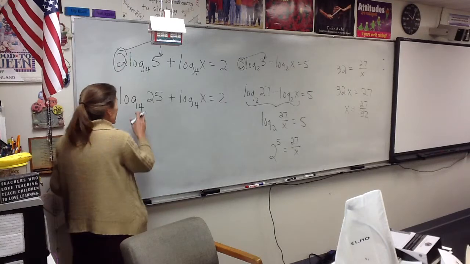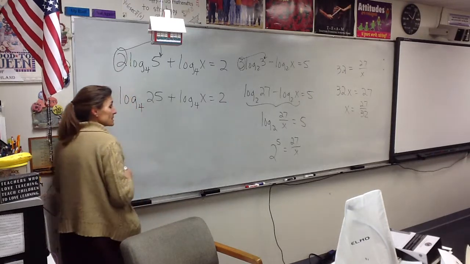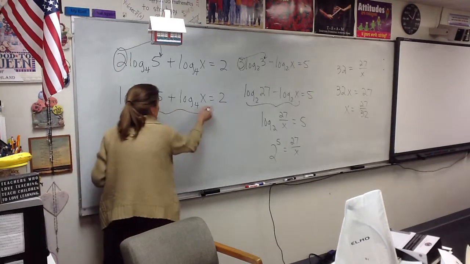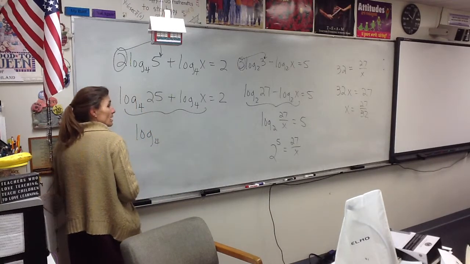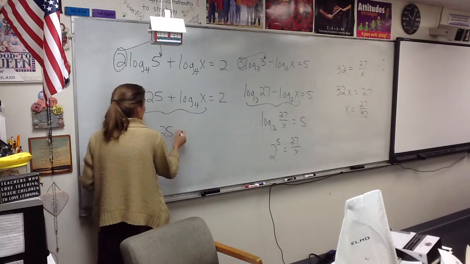Now, you can't have 2 logarithms on the same side. You got to squish them. What are those going to squish together as? The log base 4 of what? 25 times x.